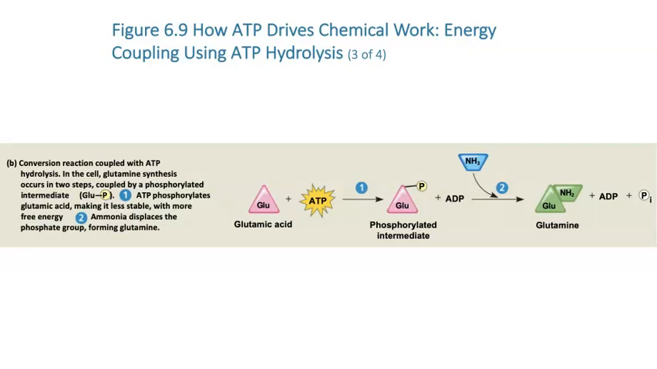In step 2, and we do have this release of ADP. Sorry, I meant to mention that. In step 2, we're going to add in our ammonia, and the ammonia is going to force the release of that phosphate group off of the glutamic acid. We're going to join those 2 together, and now we have glutamine plus some ADP plus some inorganic phosphate.